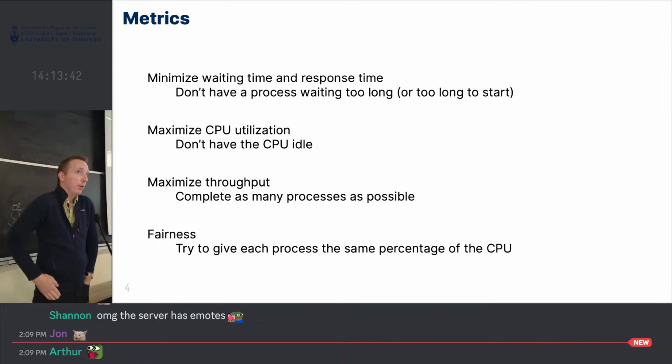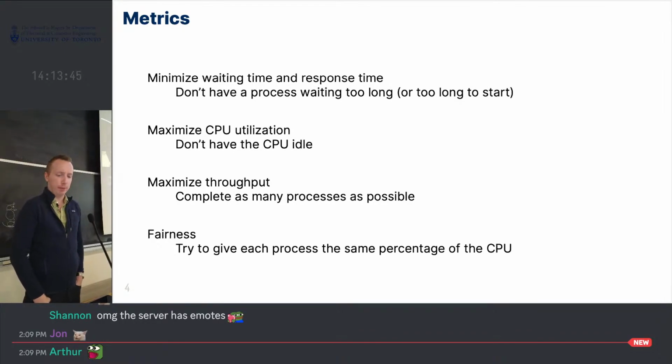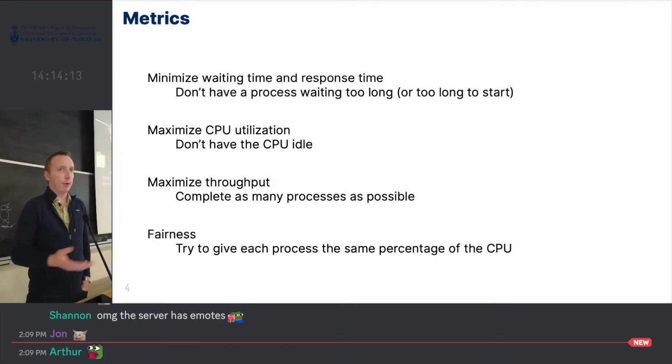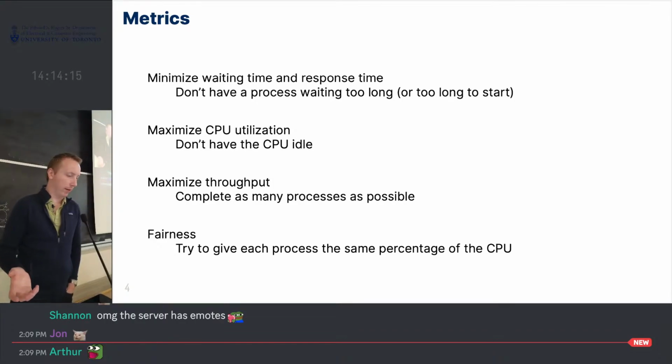When we are doing scheduling, we care about four major metrics. The first one is hopefully somewhat self-evident: we want to minimize waiting time and response time. That means we want to minimize the amount of time a process is not executing, that is waiting time, and we also want to minimize the response time, which is the length of time from when it wants to start till it first starts executing. That's when you would perceive some interaction with the process, which is why it's called response time.